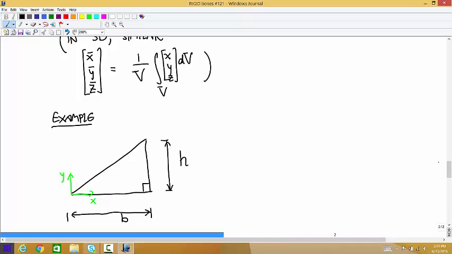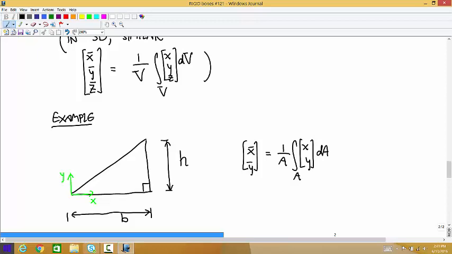And I'm going to use this integral formula that says the centroid we're looking for is equal to 1 over the area times the integral over the whole area of x, y, dA. In mechanics, there's a lot of integral formulas that look sort of similar to this.